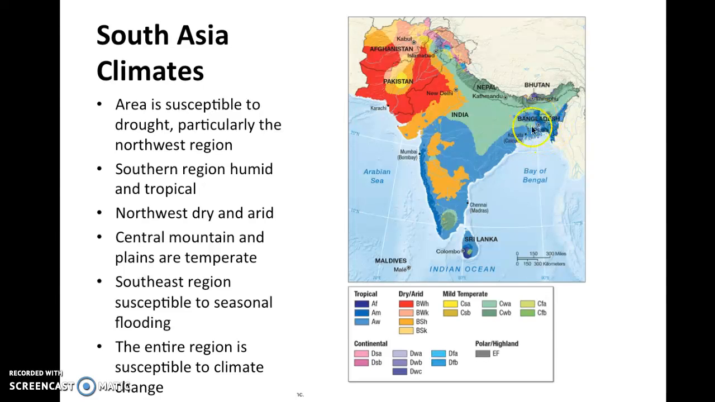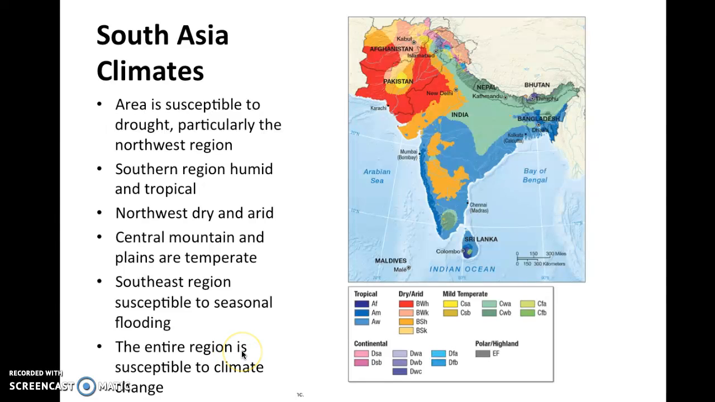This region right here in Bangladesh typically has a lot of flooding issues. It's very low lying. It is a river delta. It's the river delta here for the Indus River. And so these rivers typically flood every year.